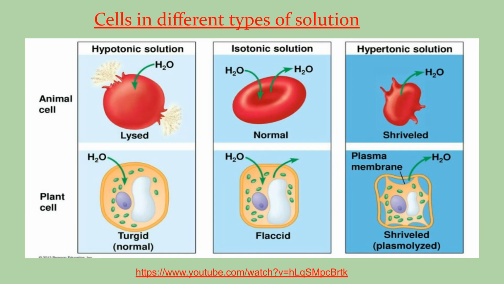This diagram further illustrates how animal and plant cells behave in different solutions. In a hypotonic solution, animal cells lyse, while plant cells become turgid. In a hypertonic solution, animal cells shrivel, and plant cells become plasmolysed.